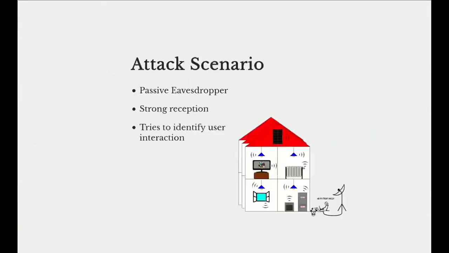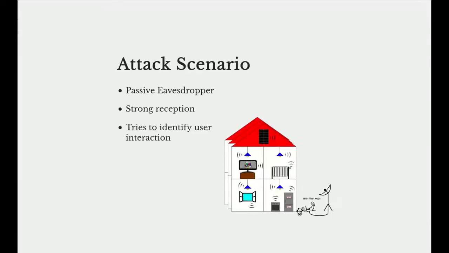Okay, on to the main matter of the paper. We assume the following attack scenario. We have a passive eavesdropper who does not inject traffic into the system, who does not compromise devices, but who just listens passively to the communication that is being received and transmitted by the system itself. The attacker has strong reception, so they are able to capture all traffic that is sent and received. They are not able to break any encryption whatsoever.